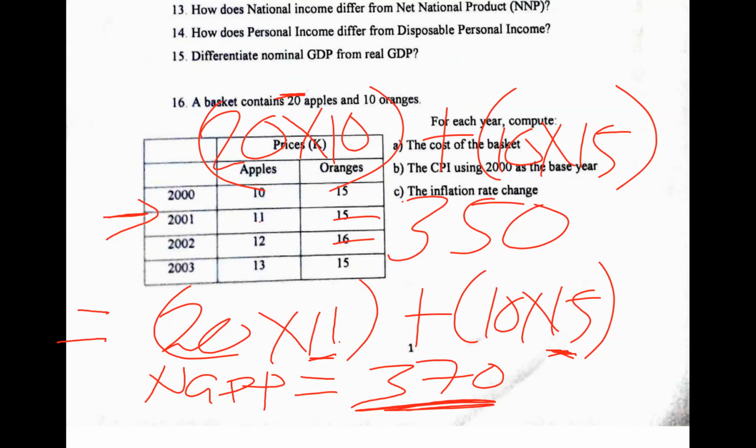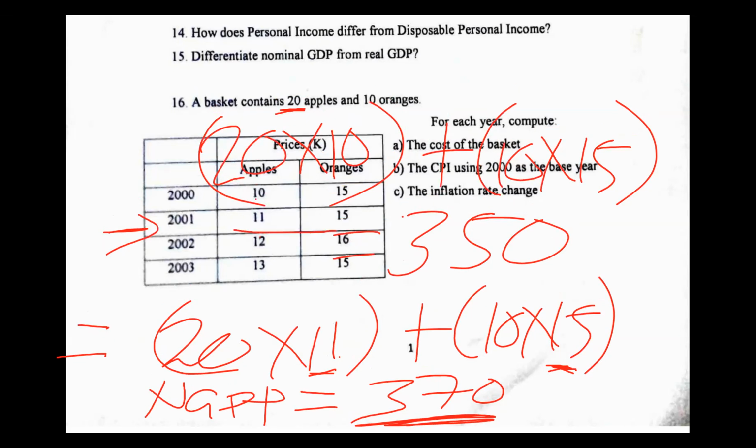The nominal GDP for 2001 is the quantity times the prices of 2001, which is 370. Then the real GDP for 2001, you will use the prices of the base year, same quantities. The quantities you have been given are fixed from 2000 up to 2001. So the quantity for apple is still 20, but the price in 2000, the base year, was what? You get it, right?